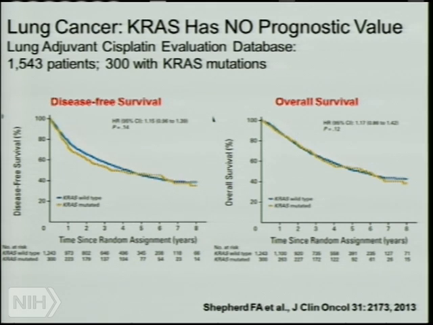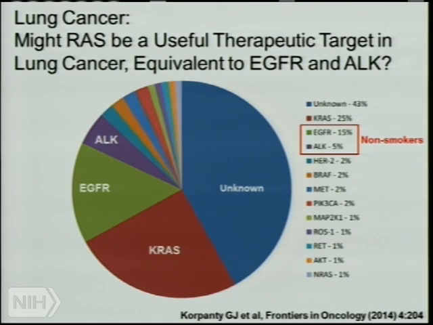So this is a Kaplan-Meier curve for disease-free survival and overall survival. This is the way we typically look at the outcome in cancer patients. And here you can see blue for the wild type and gold for those who have mutations. Those curves are overlapping. So no impact on outcome in lung cancer. And then the question is, could it be a therapeutic target in this quarter of patients with lung cancer that have a KRAS mutation?